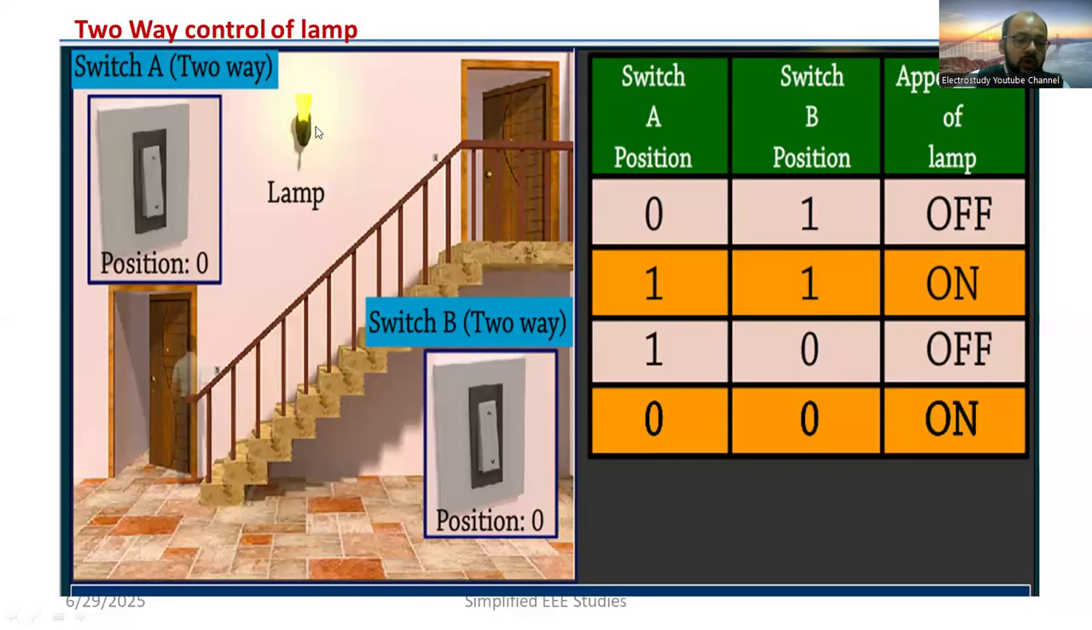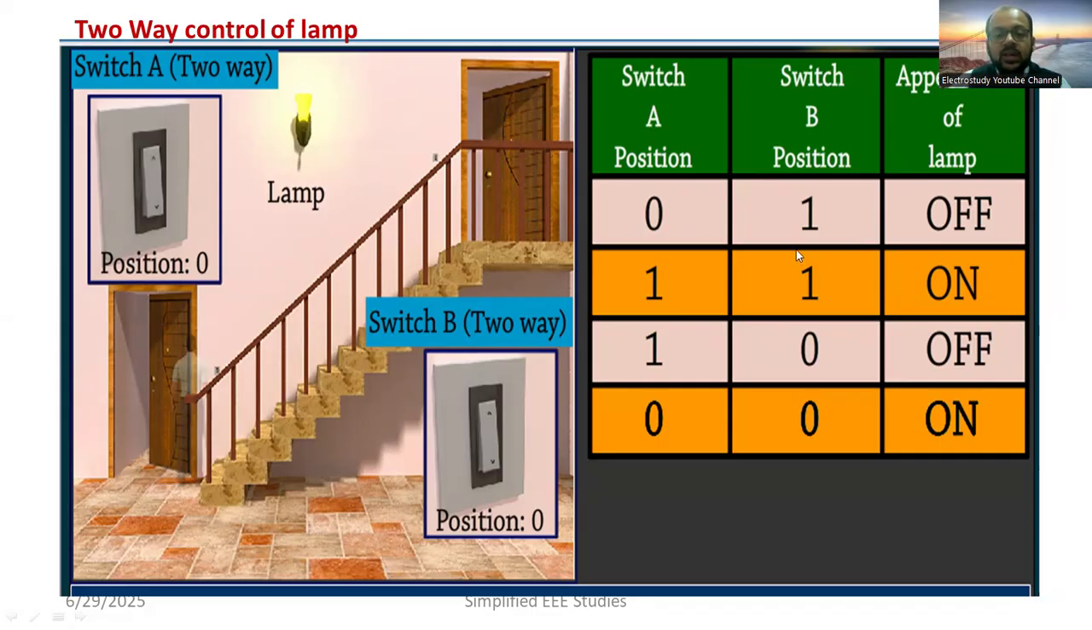So we have one lamp available at two different positions, which is majorly used in the staircase. Whenever I am climbing up, I will be turning on the switch. At that time, the lamp is glowing. As soon as I cover the staircase, I'll be turning it off by using another switch. So the bulb will be turned off. So I can control the lamp by using two switches at different positions. This type of arrangement is known as a two-way control of lamp.